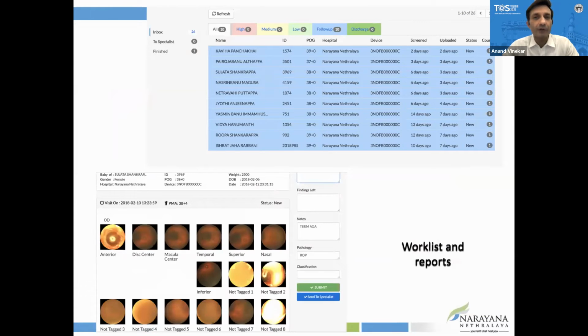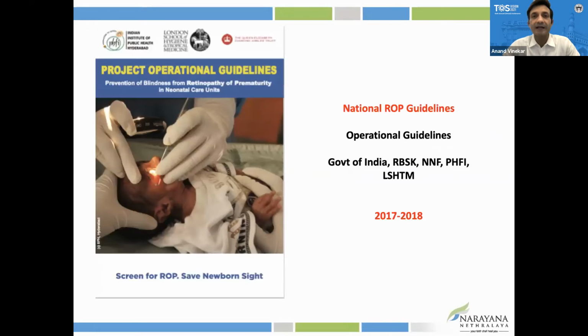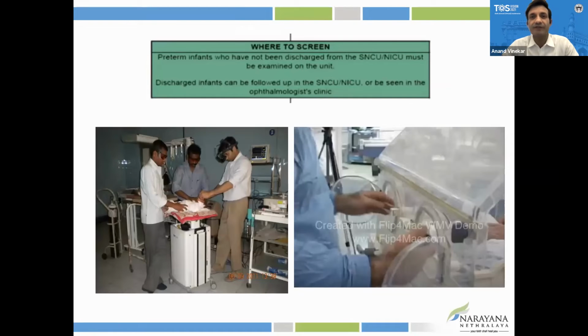Of course, if you are doing wide field imaging based screening or telemedicine, then you have an added advantage of storing these images and also their digital information. The national guidelines is something that has come out in 2018. This came out a year after the RBSK, and this is probably what's being used. I just want to highlight this 30 days fact there.